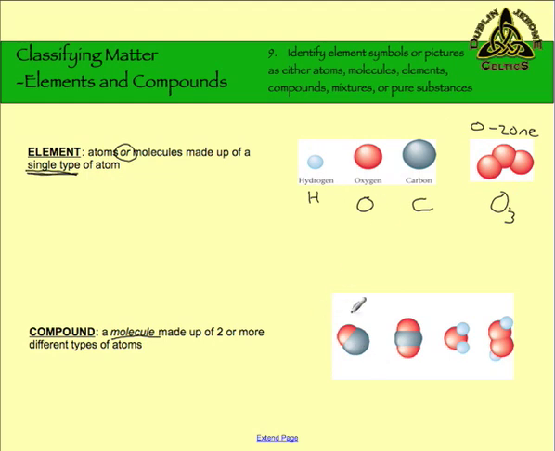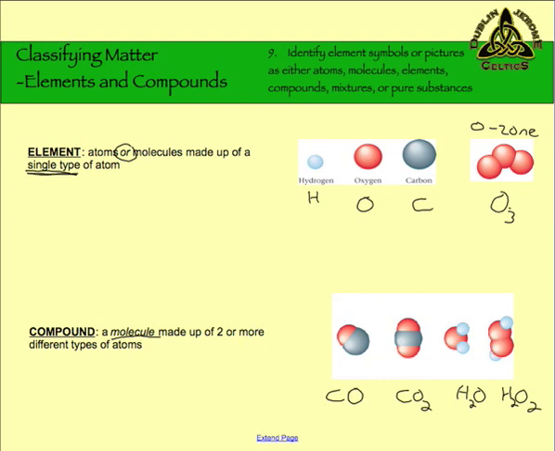So using the same key I have up here, I can have a picture, and this is a carbon and an oxygen bonded together. That is a molecule and a compound. Okay? It's a compound, 2 different types of atoms. Here I've got a carbon and 2 oxygens bonded together. 2 different types of atoms, compound. This one has 2 hydrogens and an oxygen. Hydrogen and oxygen, compound. And here I have 2 hydrogens and 2 oxygens, also a compound. So if it's all the same type, it's an element. Different types of atoms, you have a compound.